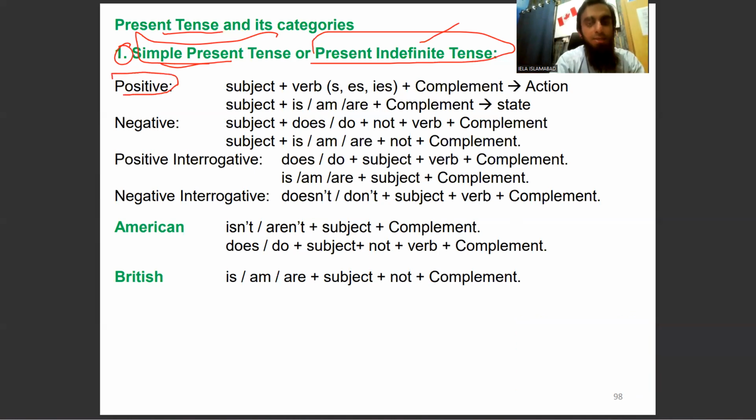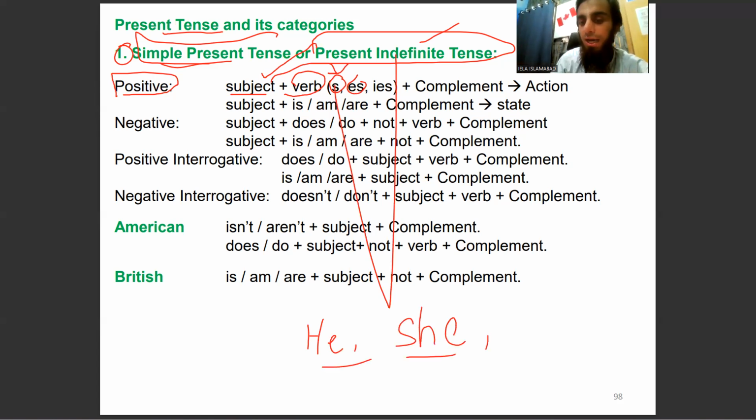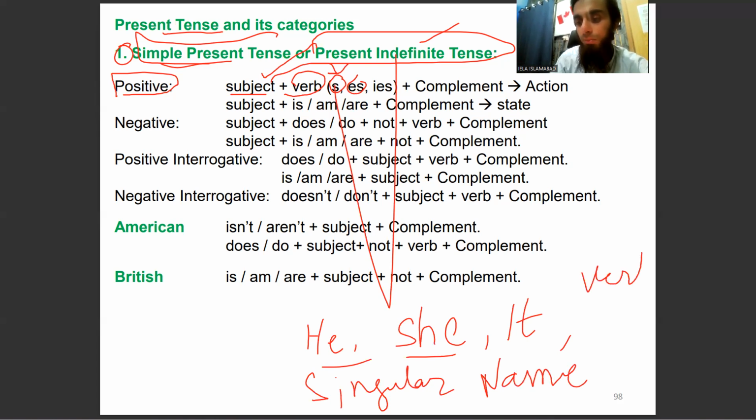For positive sentence, if we make through present simple, this is the structure. First of all, subject plus verb. Along with that, in some cases, we use S and ES. And the cases where we use S or ES is if the verb comes with he or she or it or any singular name, then we use S or ES with verb. Do you understand? Like he goes.